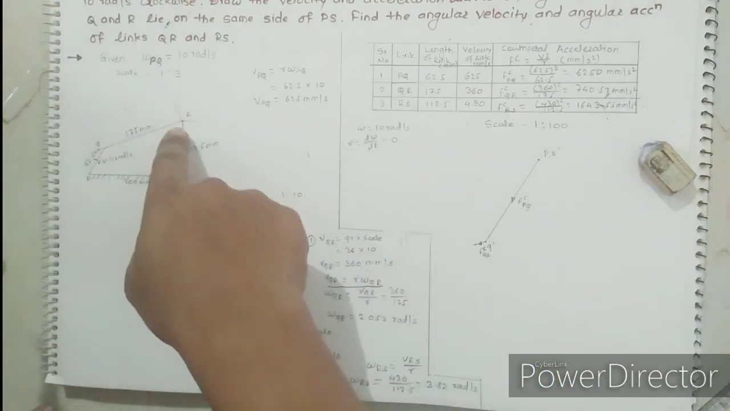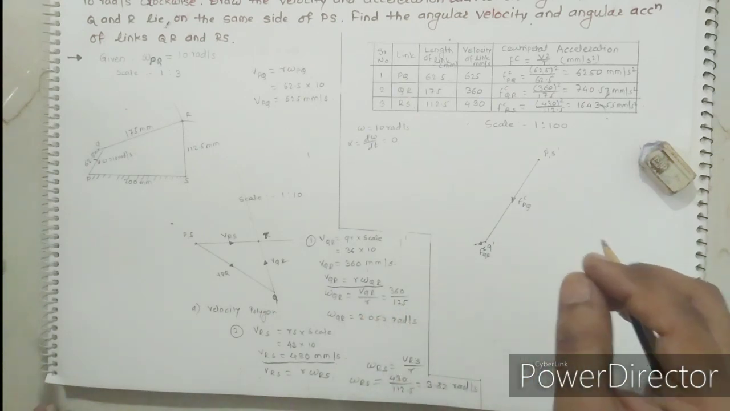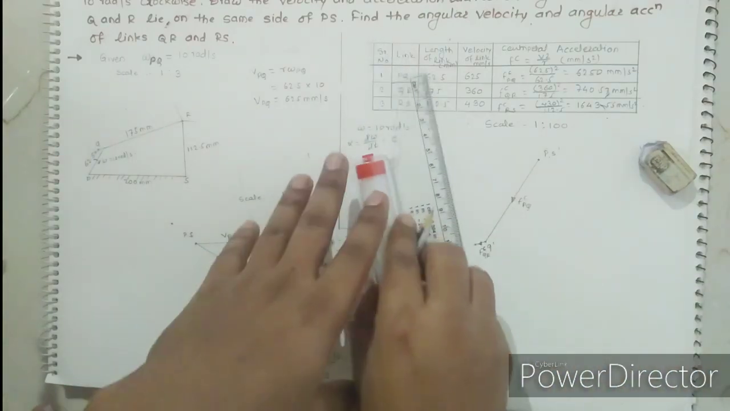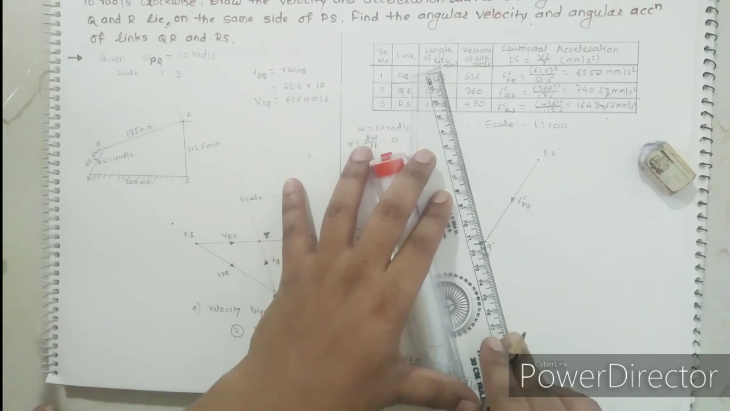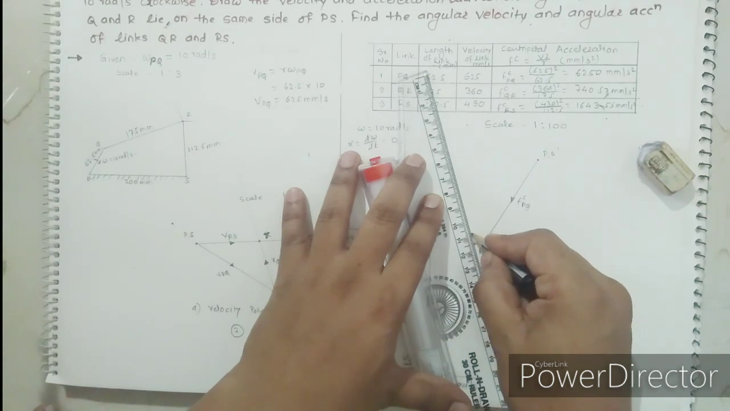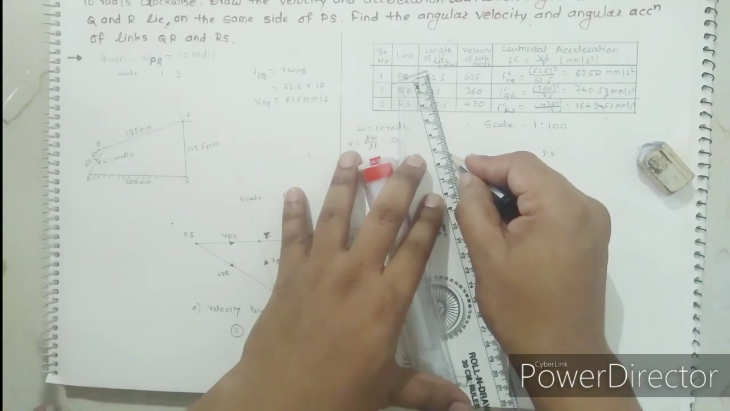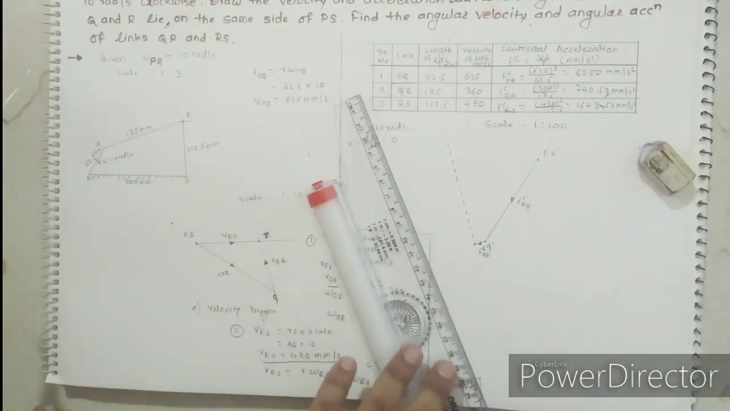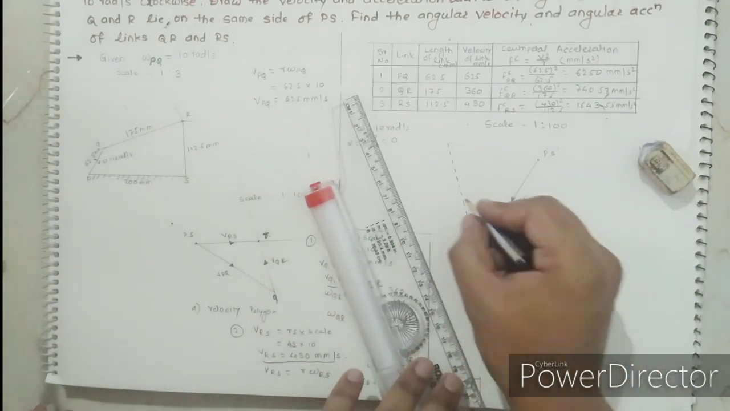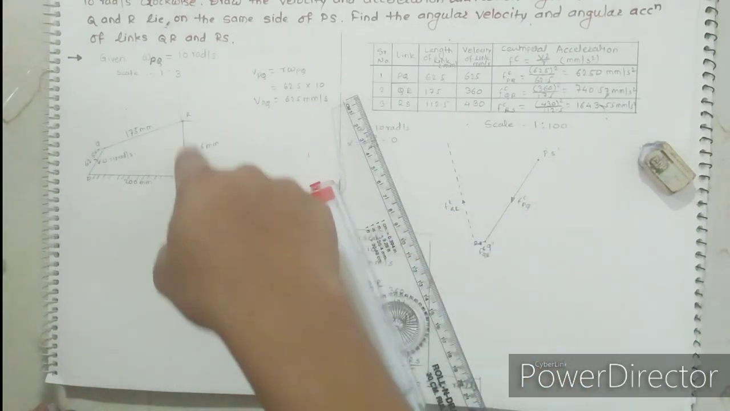Now there are two accelerations for QR, as I said. For drawing the tangential acceleration, keep in mind the tangential acceleration is always perpendicular to the centripetal acceleration. So draw a perpendicular line to the centripetal acceleration of QR, shown by a dotted line, which is the tangential acceleration. As we don't have a dimension, just draw it. I have drawn the tangential acceleration perpendicular to the FCQR. This is FTQR.